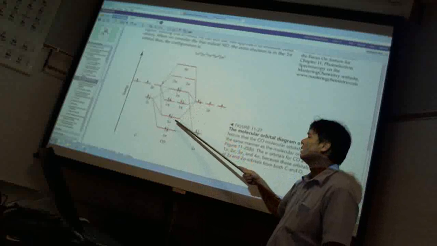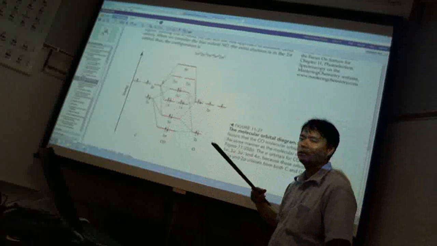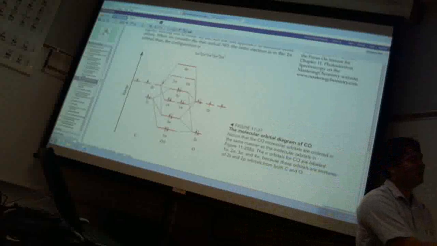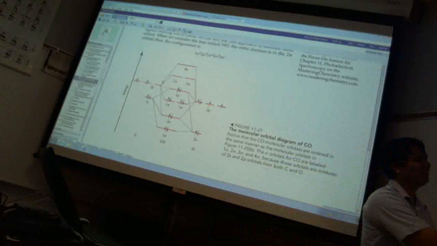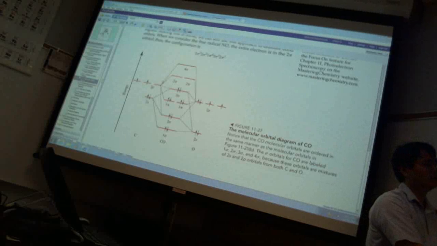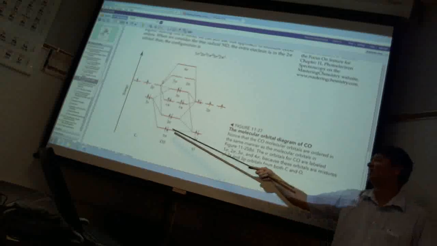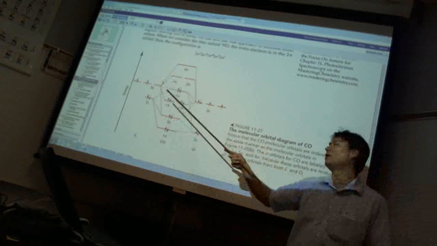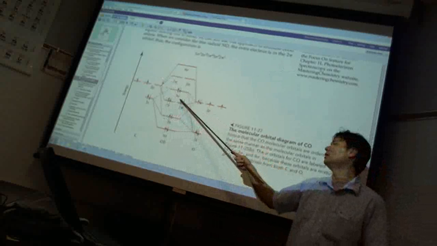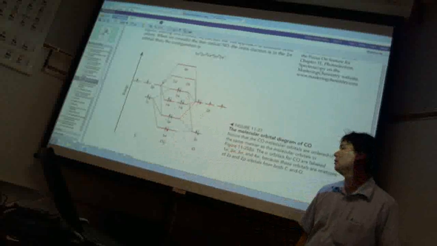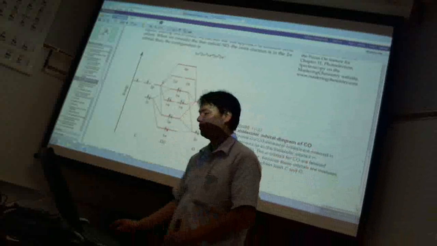So have you memorized the pattern? Look at it. Bonding, antibonding, bonding, bonding, bonding. So this is the pattern. So it's 3. The bond order is 3, which would be a triple bond.